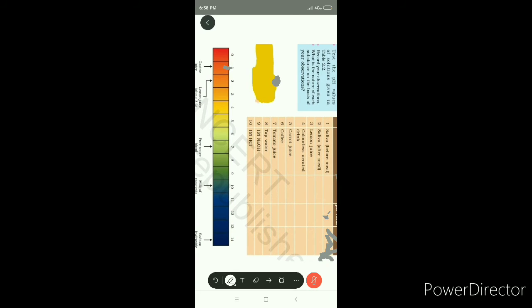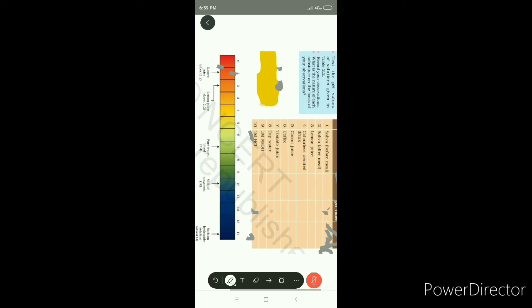Okay, so when we add hydrochloric acid to this universal indicator paper, the color will come to this level. So pH will be 1. In hydrochloric acid, pH will be 1, a strong acid. When sodium hydroxide is added, the color will fall to this level, so pH will be 14. So it is a strong base.